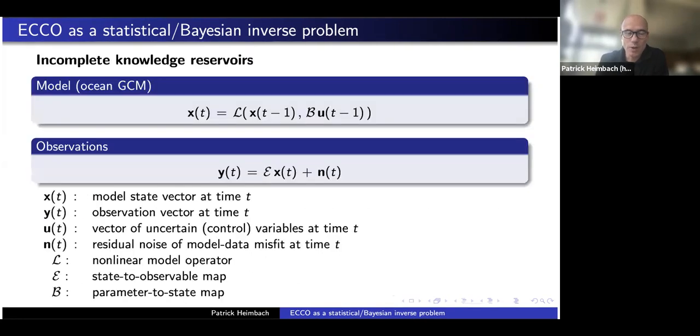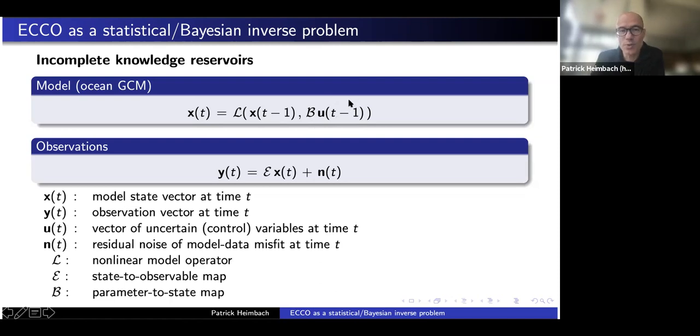To be more specific, we have the model, which in our case is the ocean general circulation model, represented by this general nonlinear operator curly L that propagates the state of the ocean from time t-1 to x at time t, subject to some parameters and boundary conditions, which are actually unknown, right?